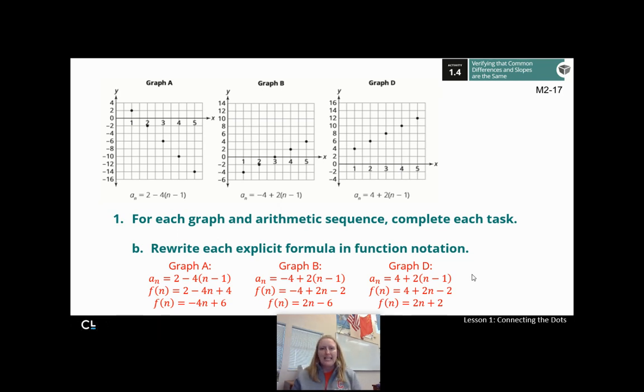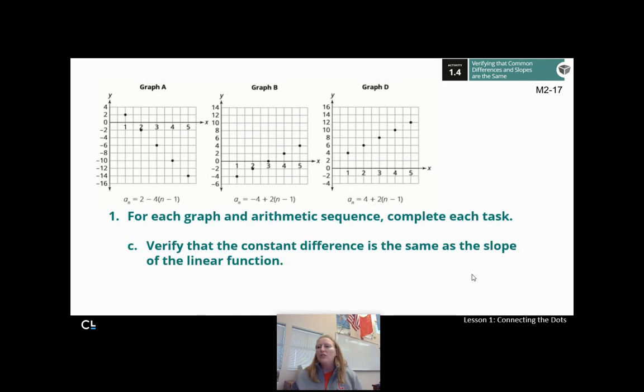Excellent. And so real quick, just verify that the constant difference is the same as the slope of the linear function. Now that you've got all your linear functions, take a look at what the slope is and make sure that it matches your constant difference from before. So hit pause to try that out, and hit play when you're ready to check your work.